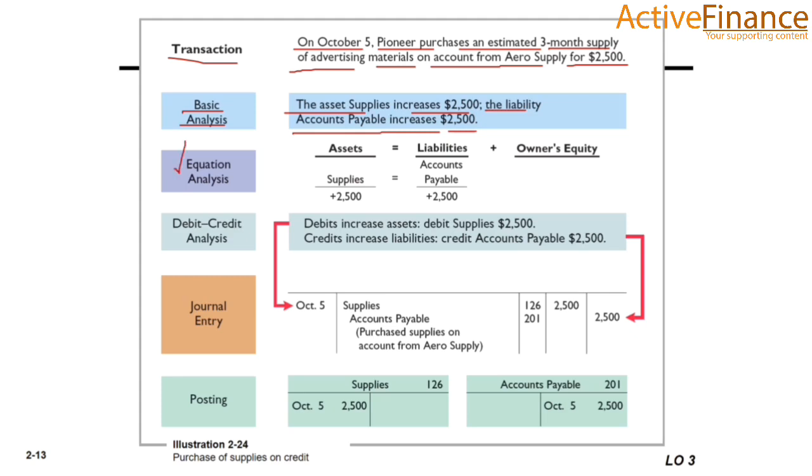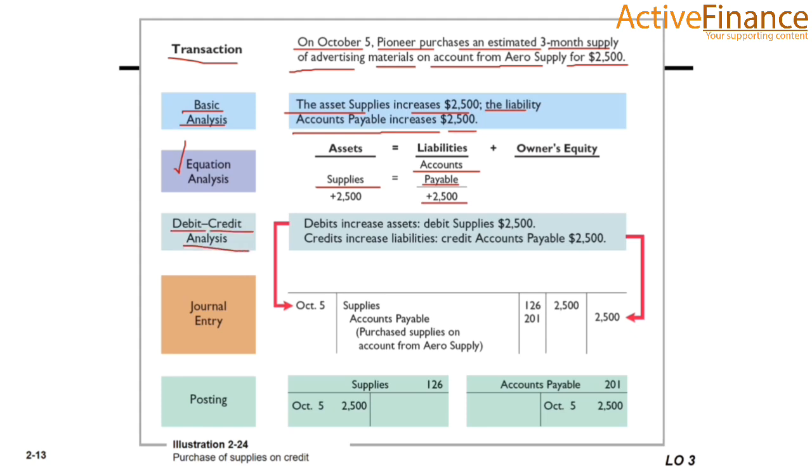So in equation analysis, assets increase by supplies, so we will add the 2,500, and we will also add 2,500 in accounts payable, because we have purchased on credit and liabilities have increased. And this is the debit and credit analysis.